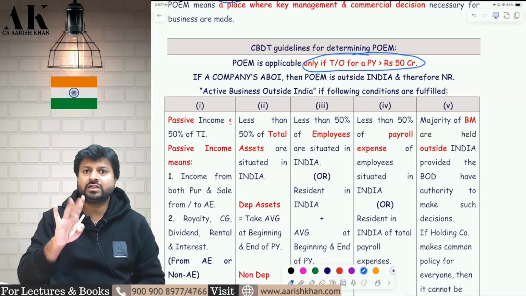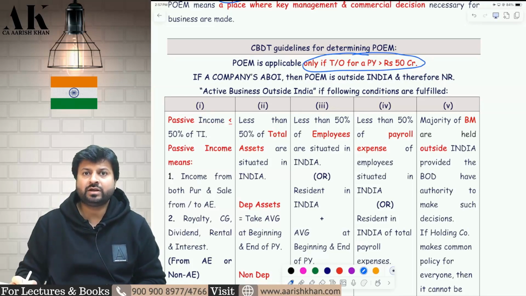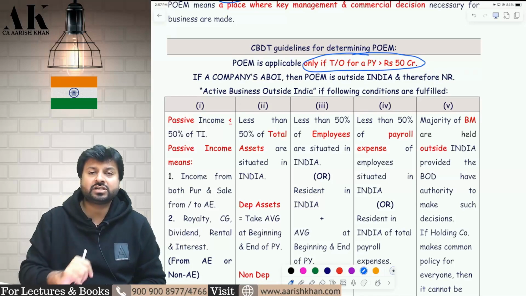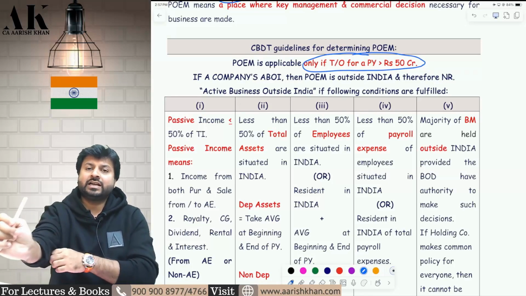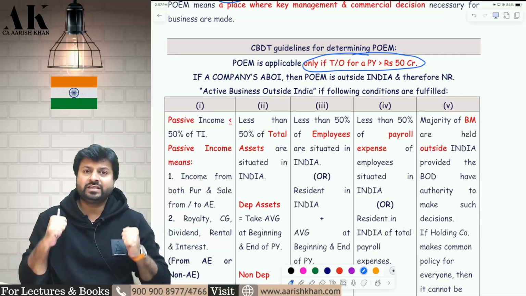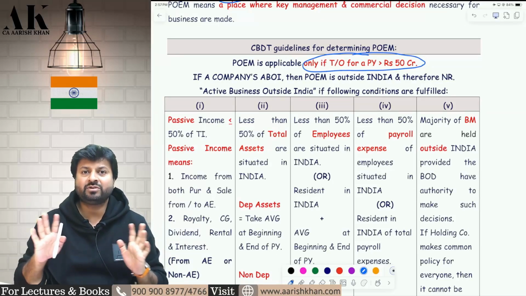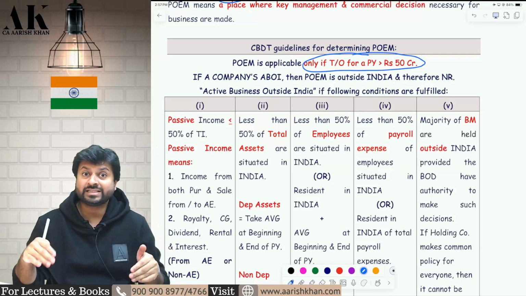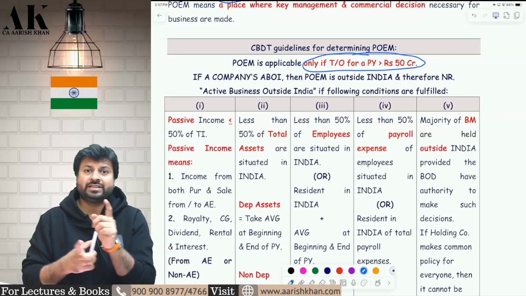If you fulfill 4 conditions, your active business will be considered to be outside India. And if you fulfill the 5th condition, you will be called what? Non-resident as per the income tax law. So every foreign company would wish to fulfill these 5 conditions so that they become non-resident in India, because if they become resident in India, then world income will be taxable in that case.